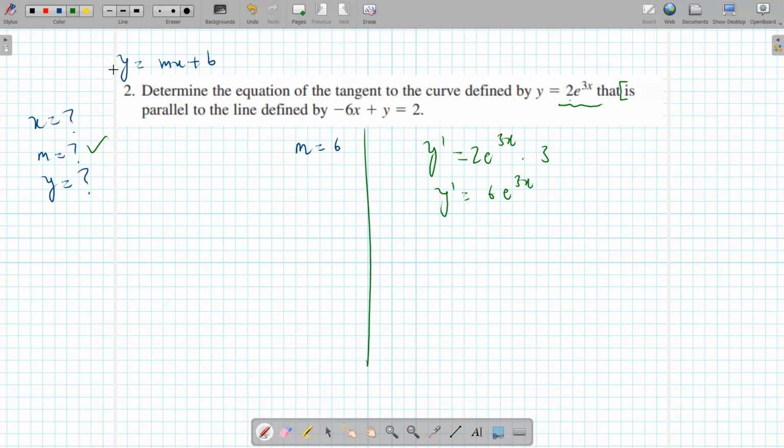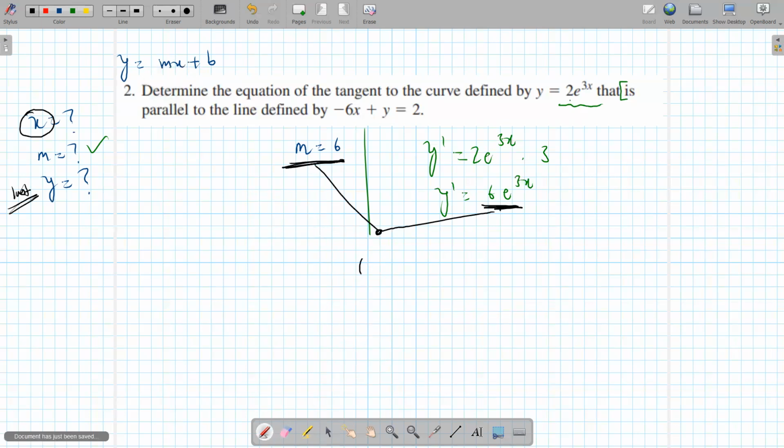Now we know that this is our slope function, and we already know what our slope is. We're looking for the x value. In order to find the y value, you do this last because you don't know your x value. We can set this equal to this because they're both the slopes of the tangent function, and we're going to solve for x. It's easier than you think. 6e to the 3x equals 6. Divide both sides by 6. You get e to the 3x equals 1.